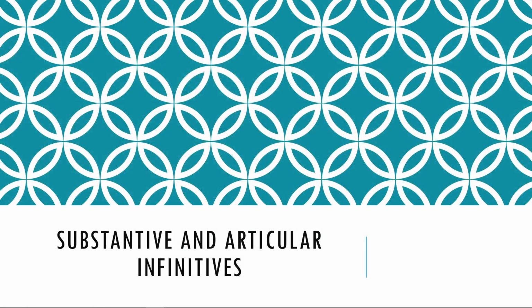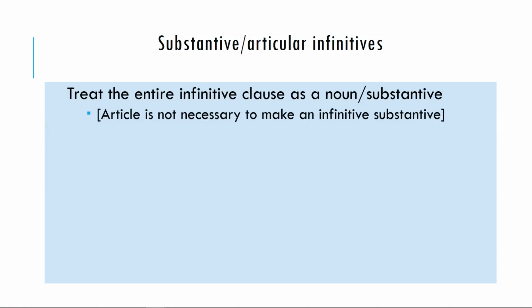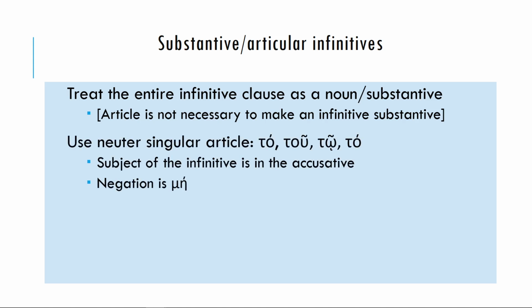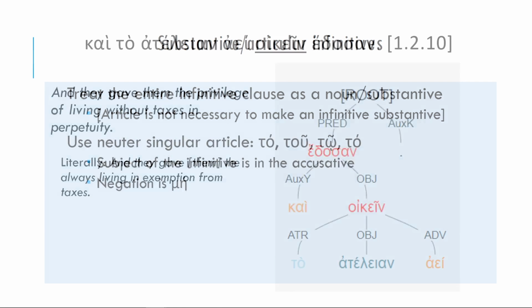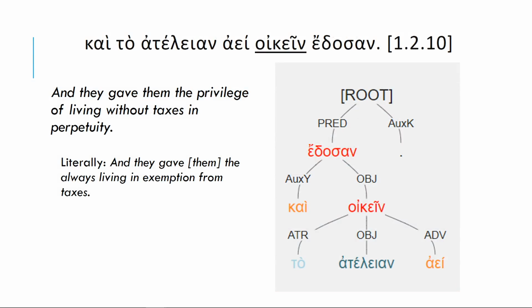Now, what about substantive and articular infinitives? When the infinitive acts as a noun, you treat the entire infinitive clause as the noun. And you don't have to have an article to make it substantive, but it makes it clearer when you do have the article, and it's always the neuter article. The subject will be in the accusative again, the negation will be mē again. So you get things like this.